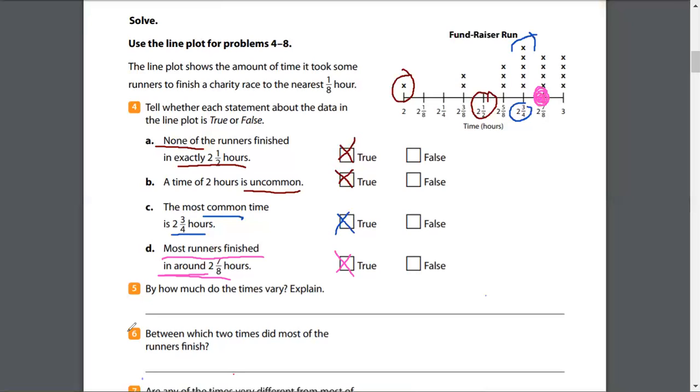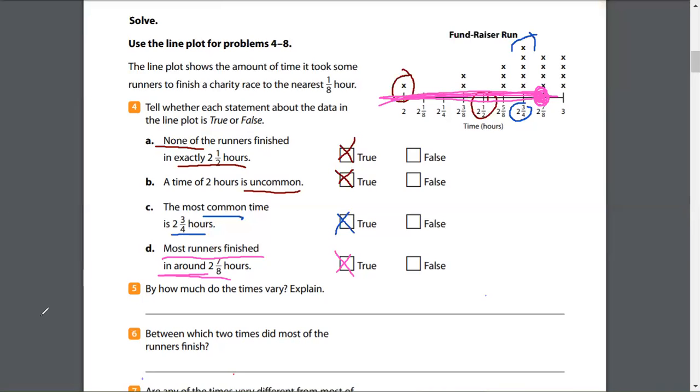And we're not talking about did they all finish right there on the circle? We're talking about this whole part. Exactly. So yes, when we count those up, that's mostly everybody except 4 people. And that's why you have to be careful with the vocabulary words. Right. You have to look at those keywords, because it says most runners finished in around, not at.